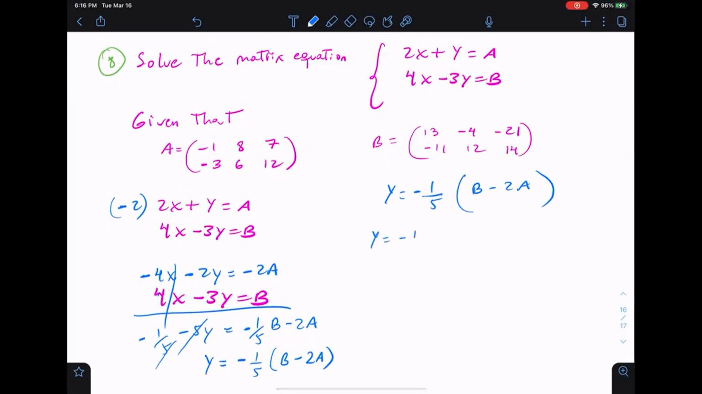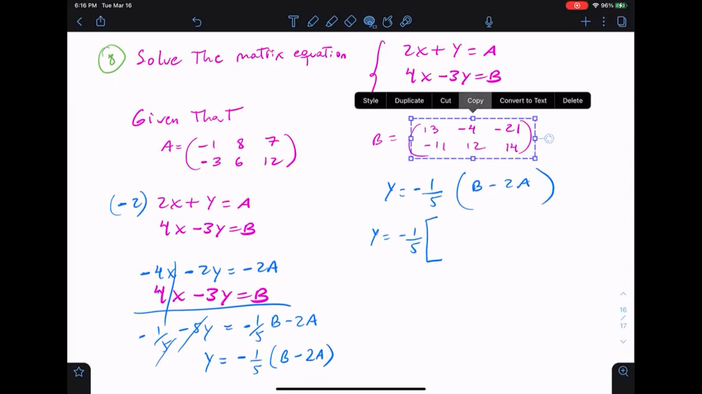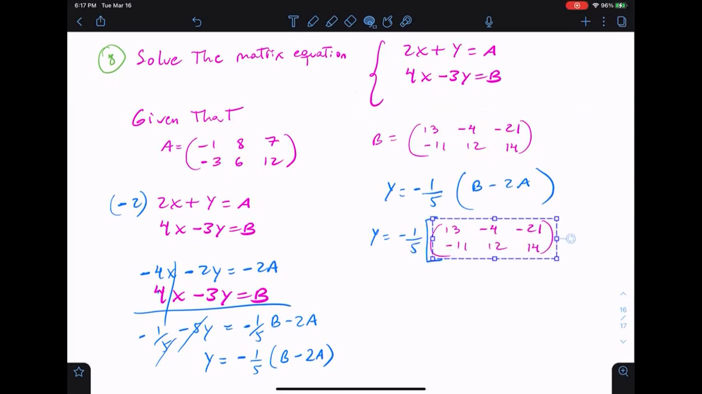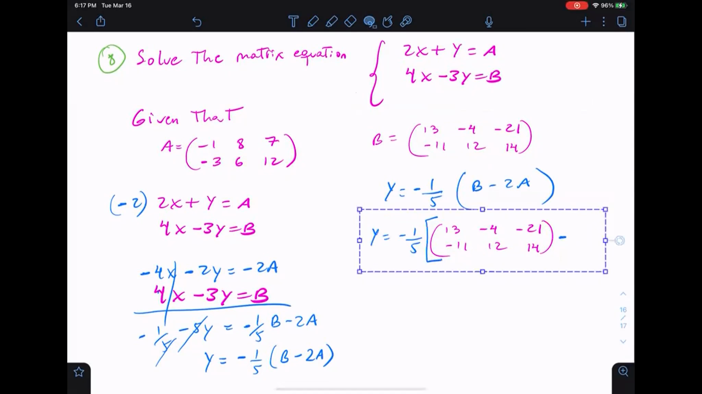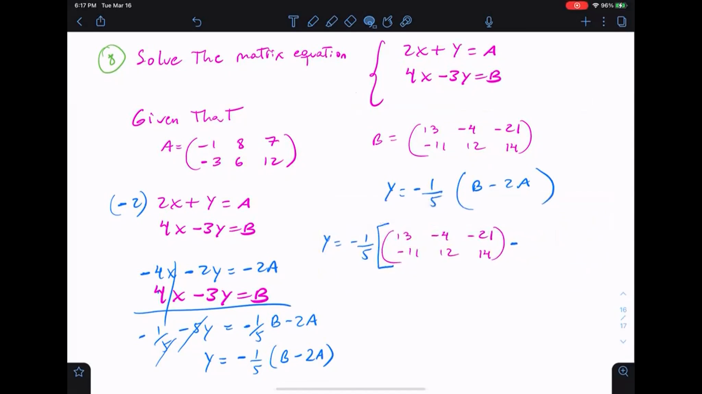So we need to find out what 2 times a is, and subtract it from b. So y equals negative 1/5 times, and what's b? B is this matrix right here, and then negative 2 times a. We can do that simultaneously. So 2 times a: this is 2, -2, 16, 14. This is 6, -6, 12, and 24.